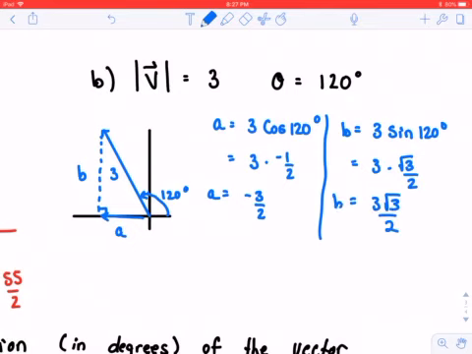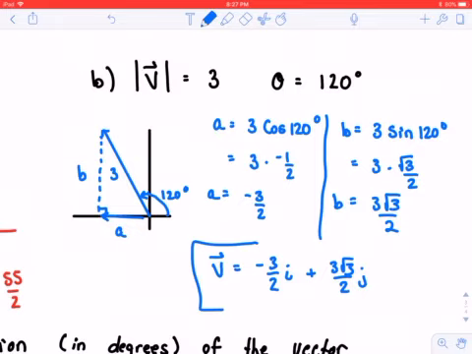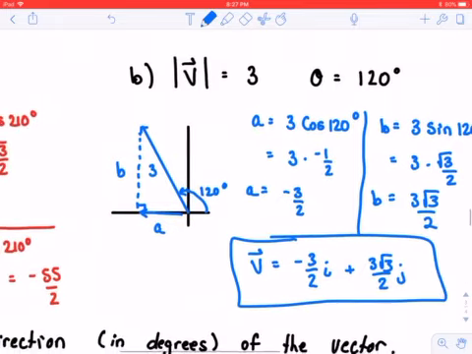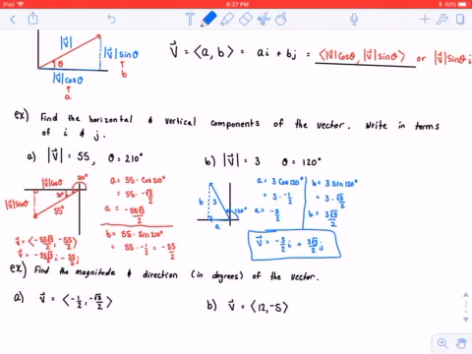So if I'm writing this in the proper form here, it's Ai plus Bj. My vector is negative 3/2 i plus 3 radical 3 over 2 j. And there you go. There's vector V. So that's getting you used to finding your horizontal and vertical components, which we're going to need to do when we do our applications. All this stuff is building up to the application component here. No pun intended with the component.